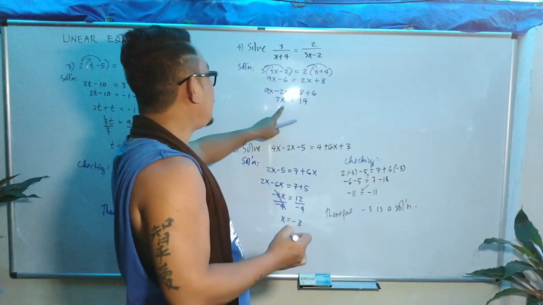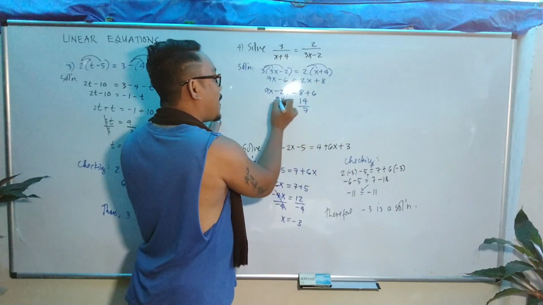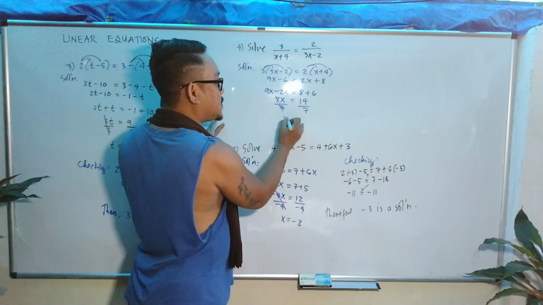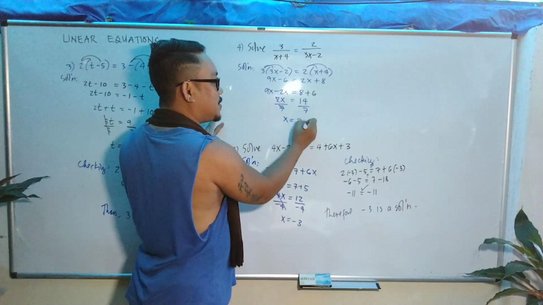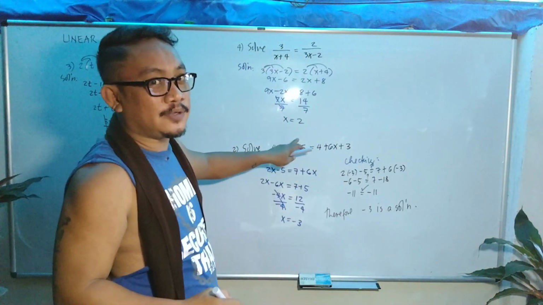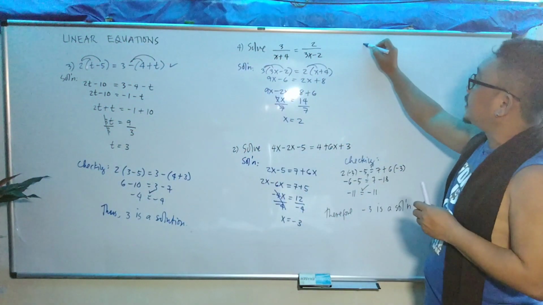Okay? So, let's solve for x. So, simply, we will divide both sides by 7. Parang dili x na lang mabilin. So, x is equal to, what is 14? Divide 7, you have 2. Is 2 is the solution of the equation. So, let's find out. So, we'll do the checking.